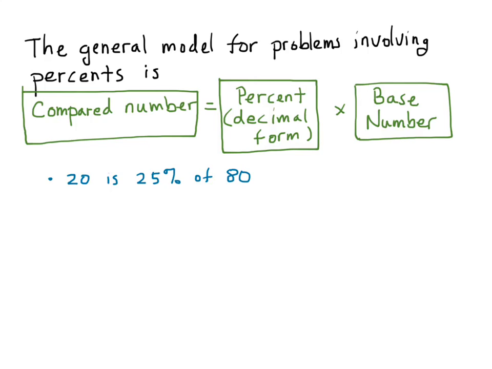So you might see these stated as something like this, where 20 is 25% of 80. So the compared number in this context is 20, the percent is 25, and the 80 is the base number. Similar statement, 125 is 50% of 250. Now if you flip that around, you take 2 times 125 and you get 250. So we can also say that 250 is 200% of 125. And you see how we have a different number there. We either have 50% or 200%, because those are widely different numbers.